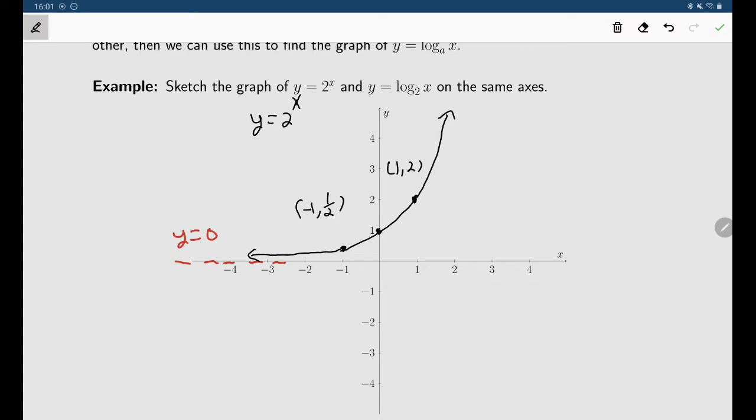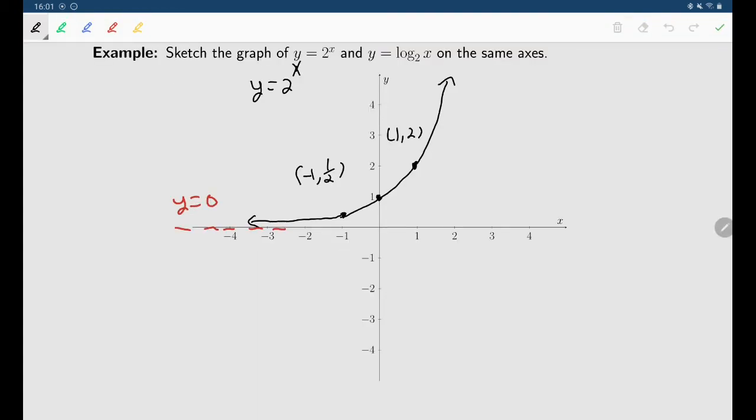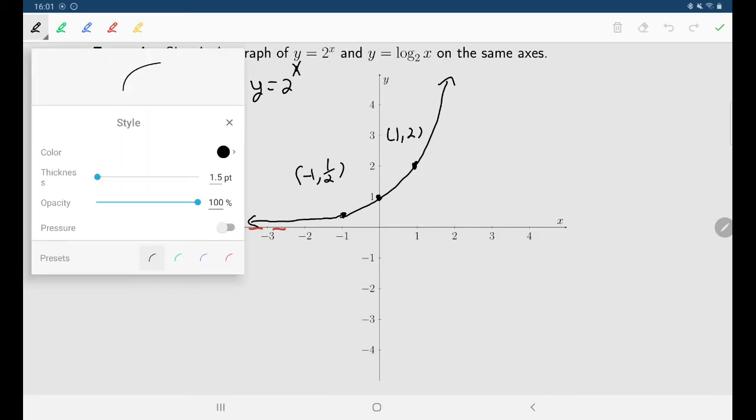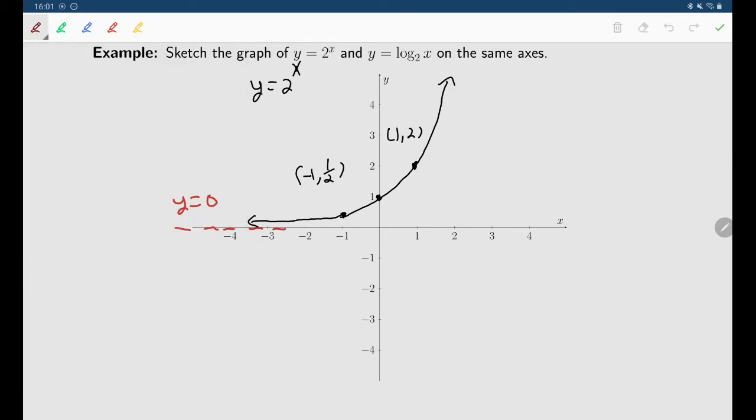So here I've graphed y is equal to 2 to the x, and when I graph my next function, log base 2 of x, I'm going to switch to a different color here. I'm going to graph this in sort of that browny reddy color. When I graph this, I'm going to be taking all three of my points and switching the x and the y coordinates. So we have the point 1, 2 on our exponential graph, so the point 2, 1 should be on our logarithm. You have 2, 1.